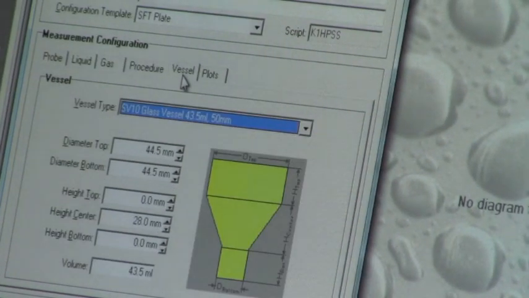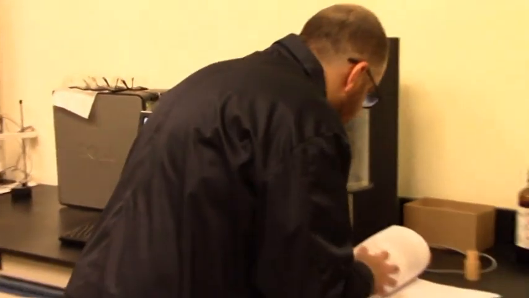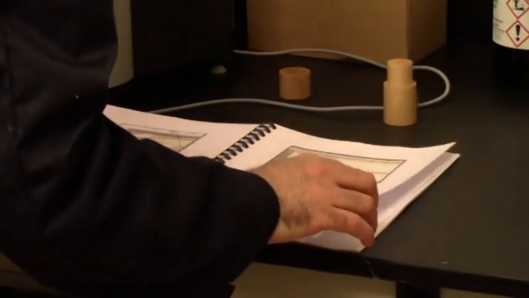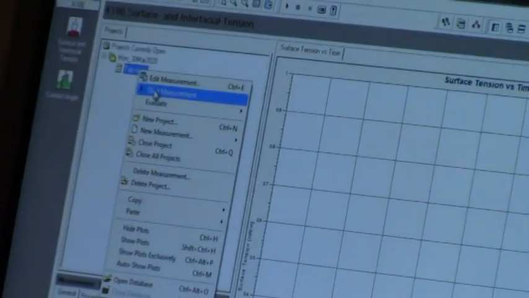For the procedure, we will give it 10 values to get an average mean value for 10 measurements. And for the vessel, we'll change it as given in your lab manual to SV20 plus. So this is the correct one with the correct dimensions for our glass vessels. Okay, we place it in the folder and in the database. Now we can get started. Go to start measurement.